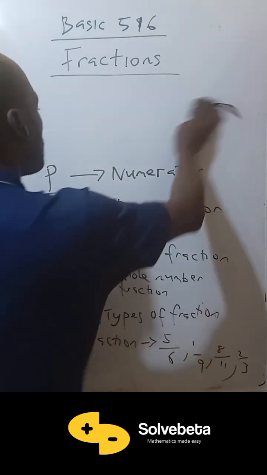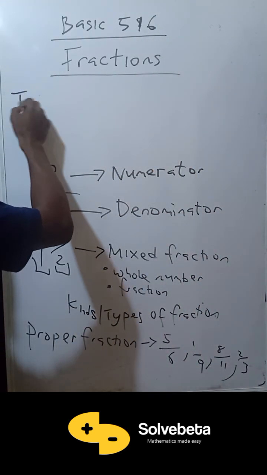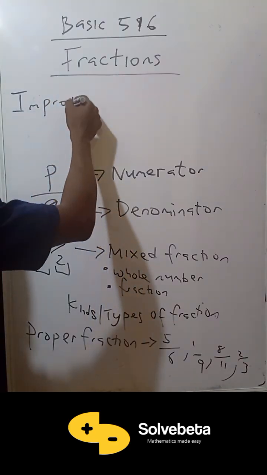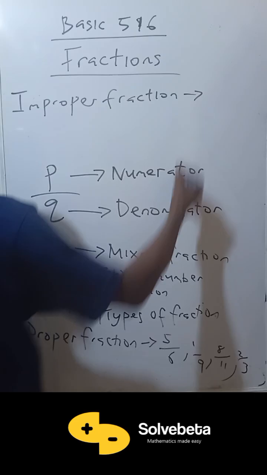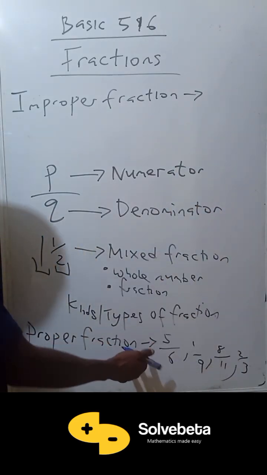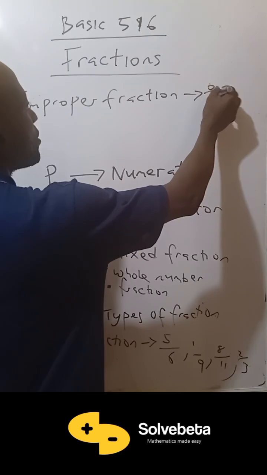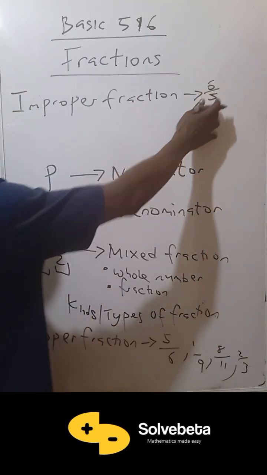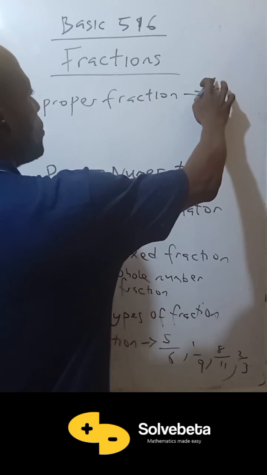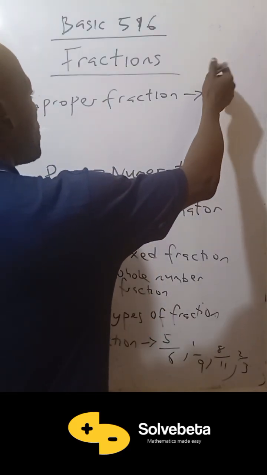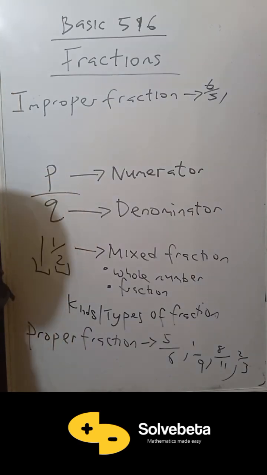Improper fraction. What makes it improper is that it is the opposite of a proper fraction. Instead of having 5 over 6 as the proper fraction, I will have 6 over 5. The number above is greater than the number below. That's what makes it improper.